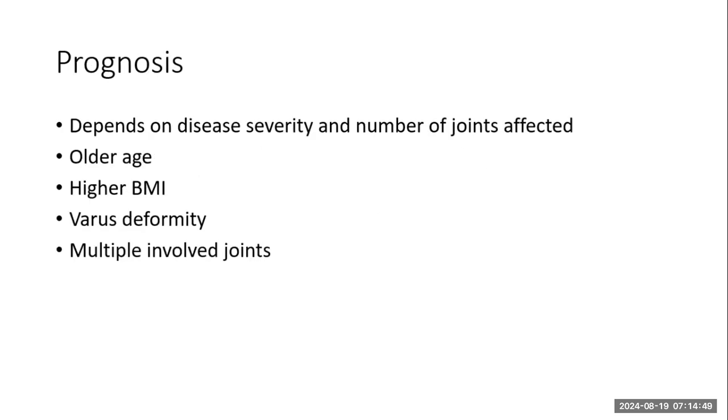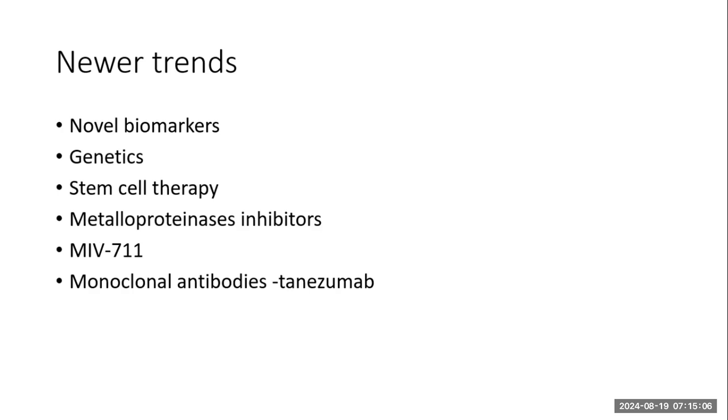Then prognosis depends on the disease and the number of joints affected. So older age, higher BMI, malaligned joints initially, multiple involved joints in osteoarthritis, all of these are poor prognostic factors. The newer trends, they've talked about novel biomarkers that can actually help us prognosticate in people with osteoarthritis. And I mentioned uric acid earlier.